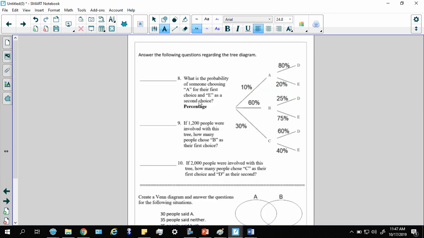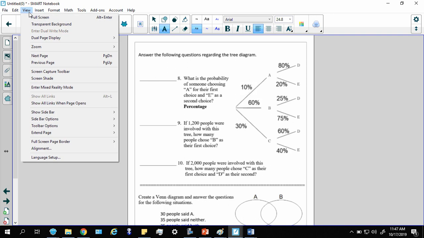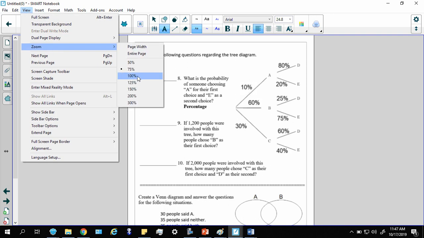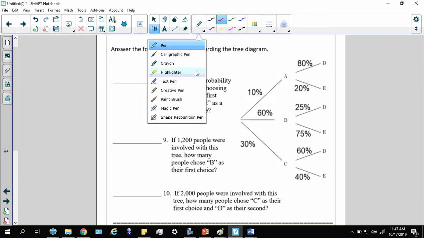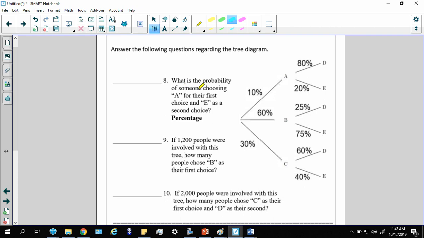All right, next one. Okay, we have a tree here, and I think I can zoom in just a little bit now. Okay, that works. All right, so what is probability? Now remember, with this tree, you're either going to use all of it or some of it. You may not use every bit on this tree every time. So let's read this. What is the probability of someone choosing A for their first choice and then E as their second choice?